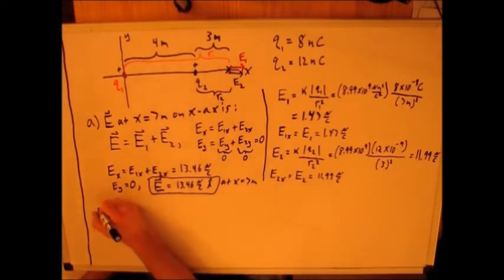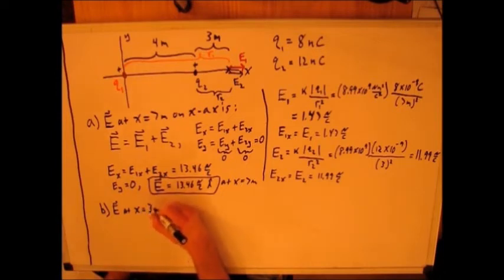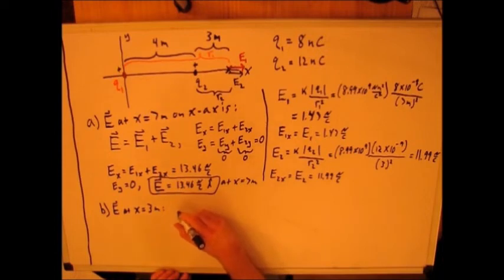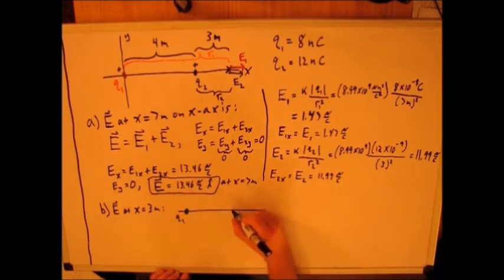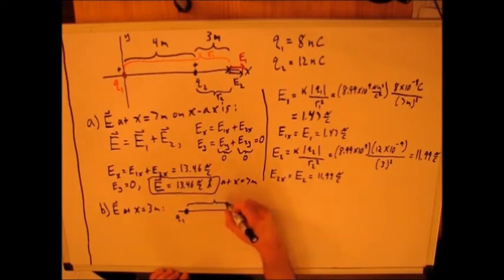Okay, so now let's calculate the net electric field at a different point on the x-axis. This one's in between the two charges, and so this is at x equals 3 meters. And let me redraw the diagram down here. So here's Q1, here's Q2. 4 meters is this distance.